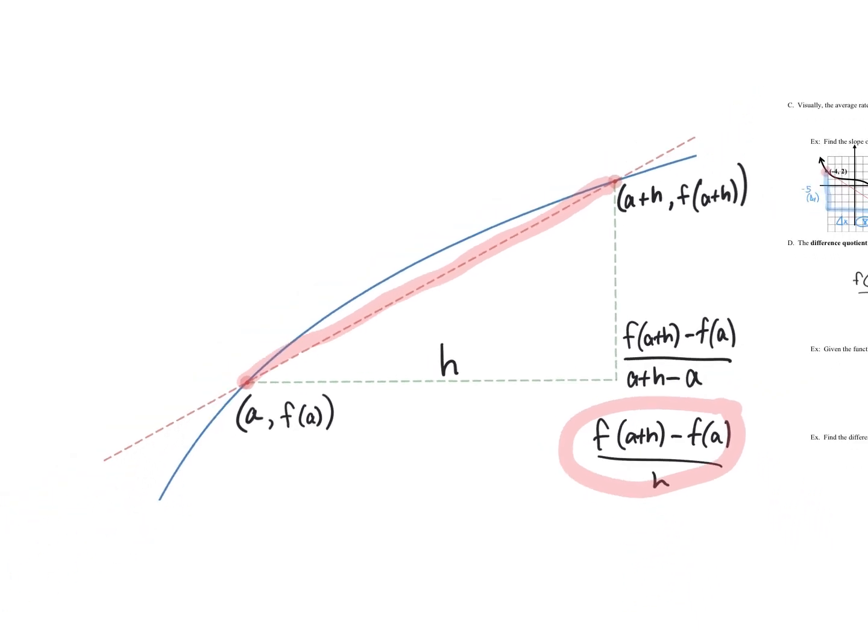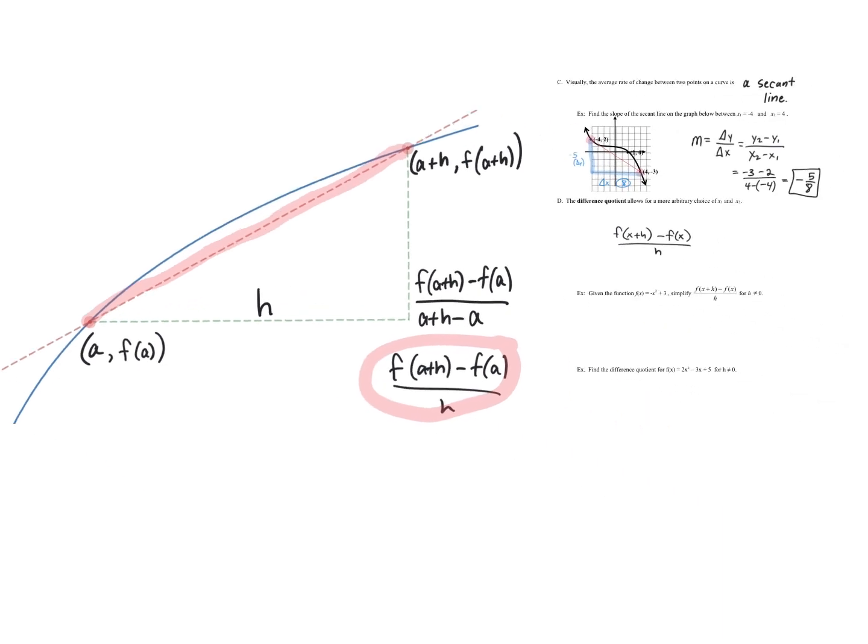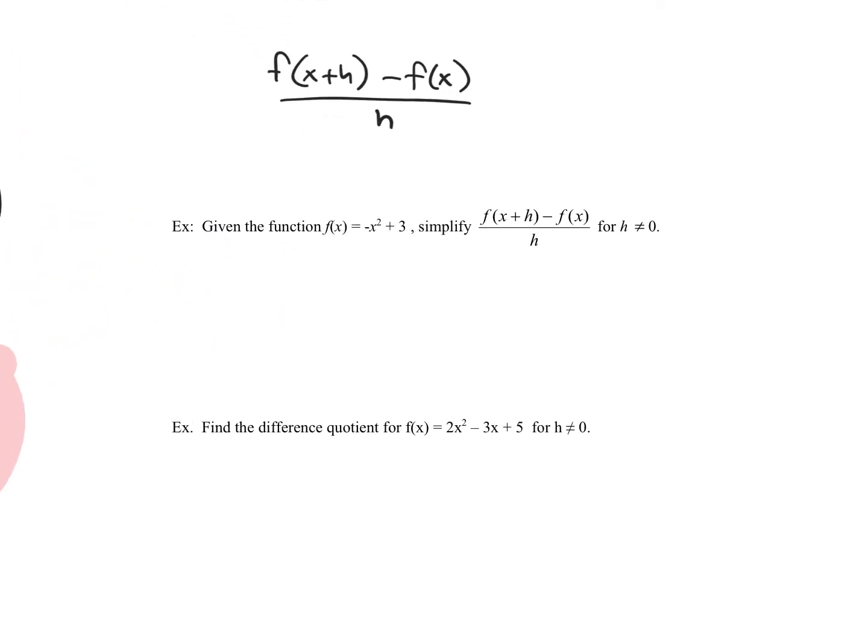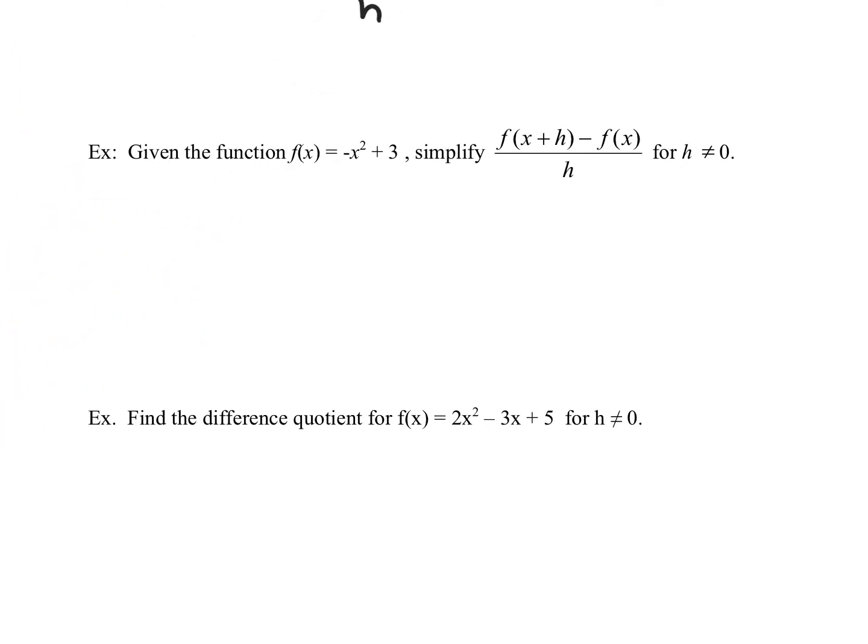It allows us to find the slope at any given point on a curve if we know the first point, a, and the horizontal distance between the first point and the second point, h. All right, so let's try one example together. You'll try one on your own, and we'll be out of here.